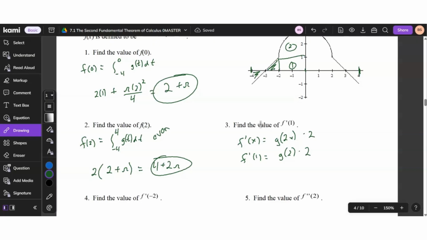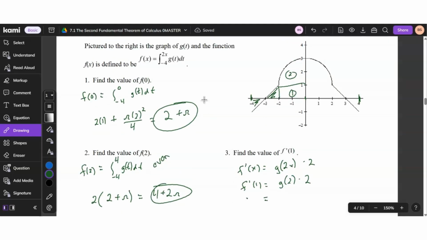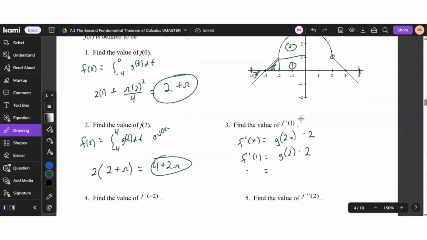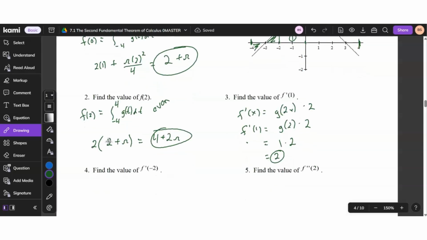times 2. And if we're looking for what g of 2 is, let's look up here so we can make sense of this. This is the graph of g of t, right? So now we want to find g of 2. So here we're at this point right here, which is just 1. And so this is going to literally become 1 times 2, or just 2. So we're able to take some shortcuts when we're doing that derivative there.